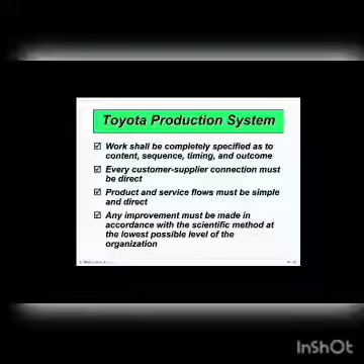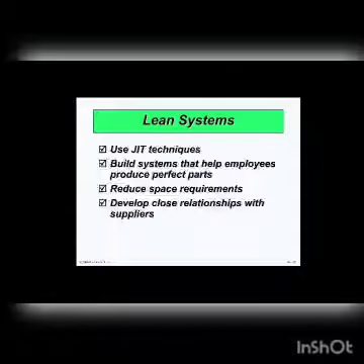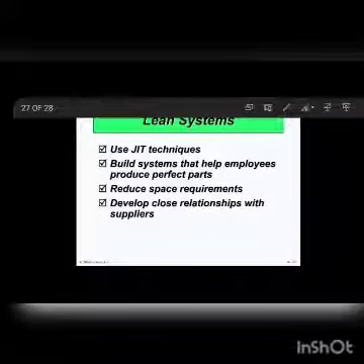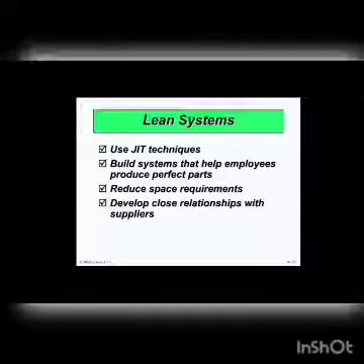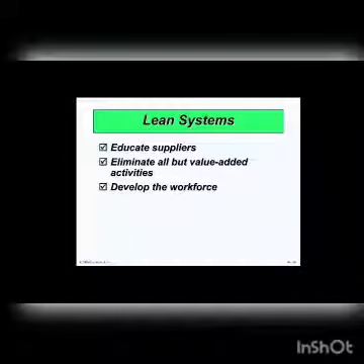Any improvement must be made in accordance with a scientific method at the lowest possible level of the organization. It should not escalate to the managerial level. It has to be solved within the lowest possible level of the organization. Lean systems use JIT techniques. They build systems that help employees produce perfect parts, reduce space requirements, develop close relationships with the suppliers. It educates the suppliers, it eliminates all but value added activities, develops the workforce to be more trained.